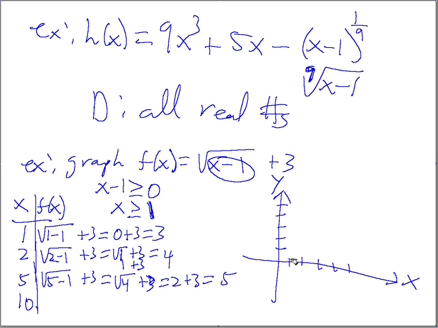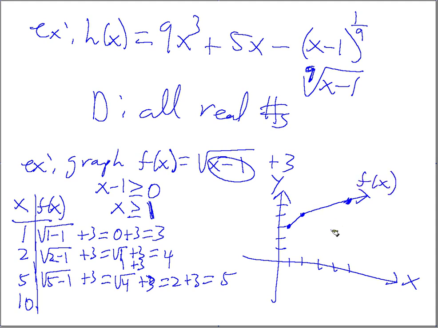All right, so we have 1, 3. So 1, 3, there it is. 2, 4, and 5, 5. 5, 5 is right here. So the sketch of the graph looks something like that. Oops, missed it a little bit. But you get the idea.